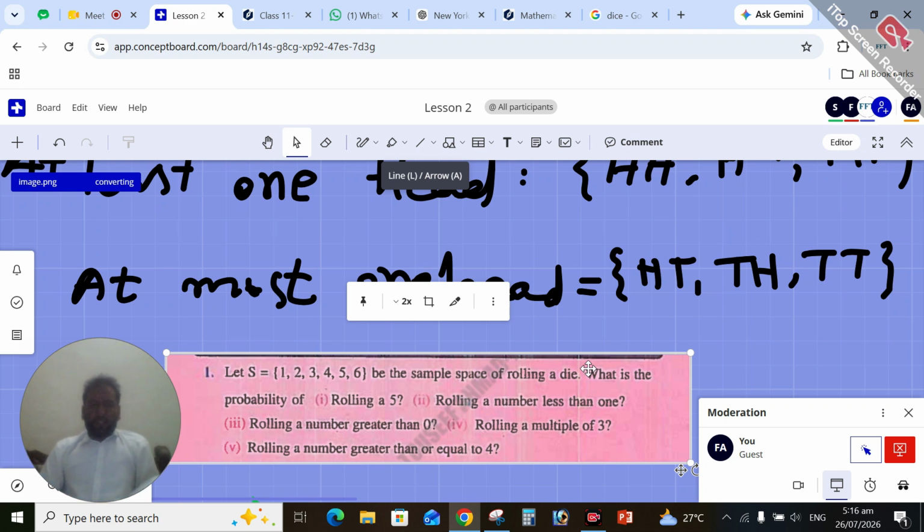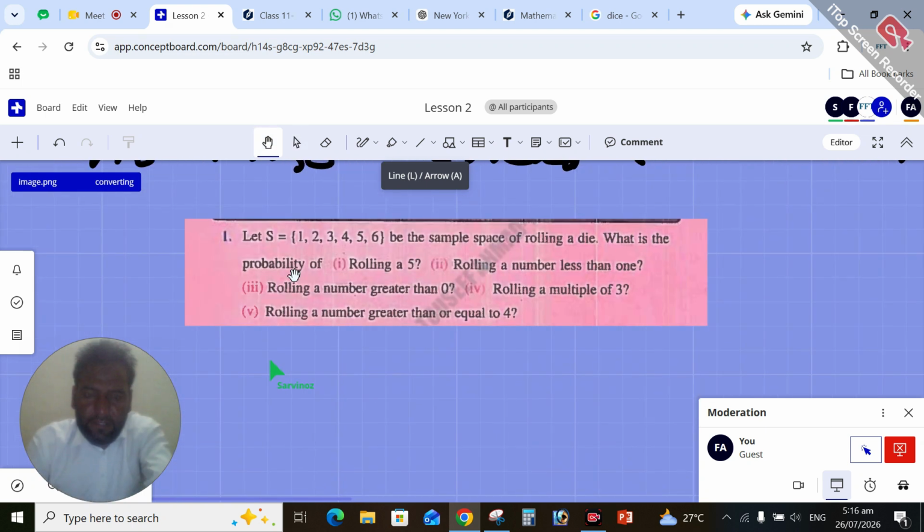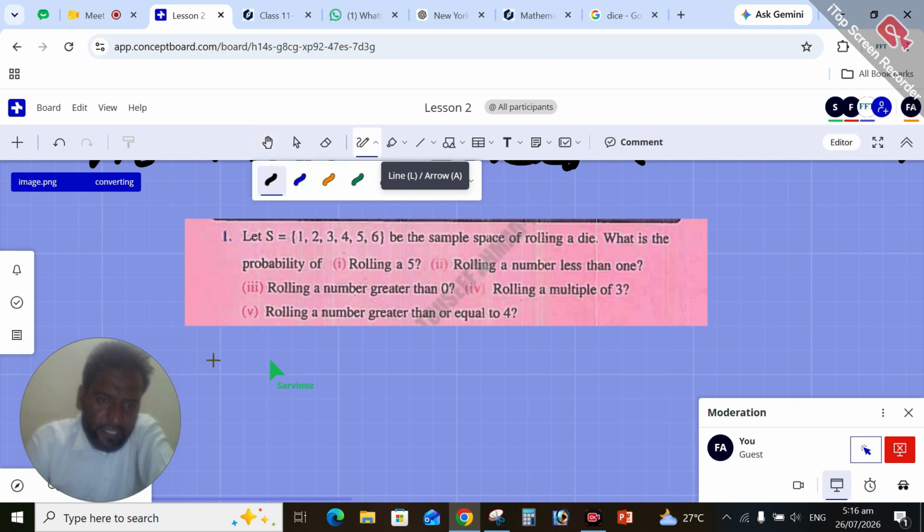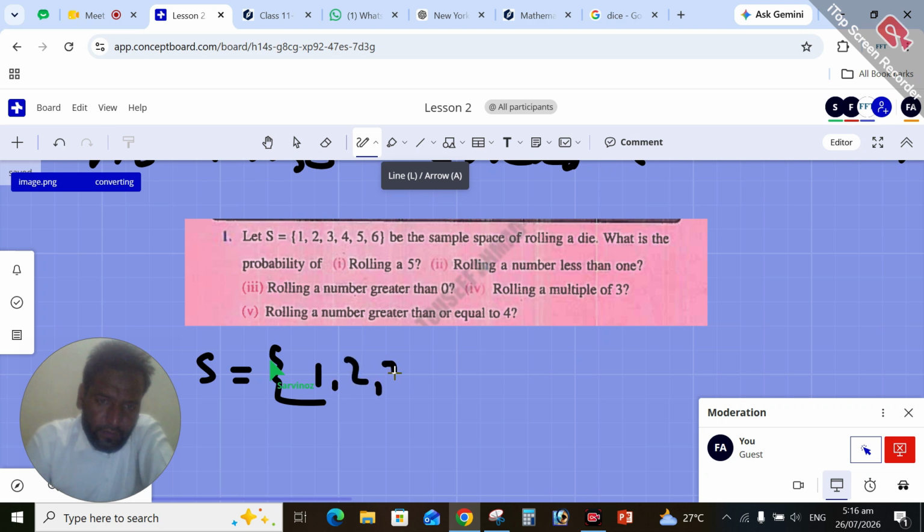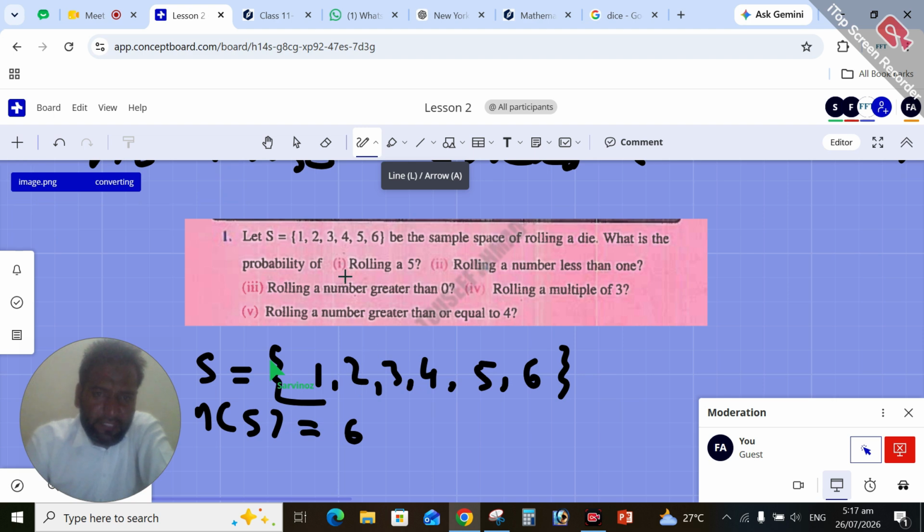First of all, the sample space is about this die being rolled, right? So the sample space would be 1, 2, 3, 4, 5 and 6. Now, how many numbers are in this sample space? 6. So the number of S is equal to 6. The first question given here is rolling a 5.